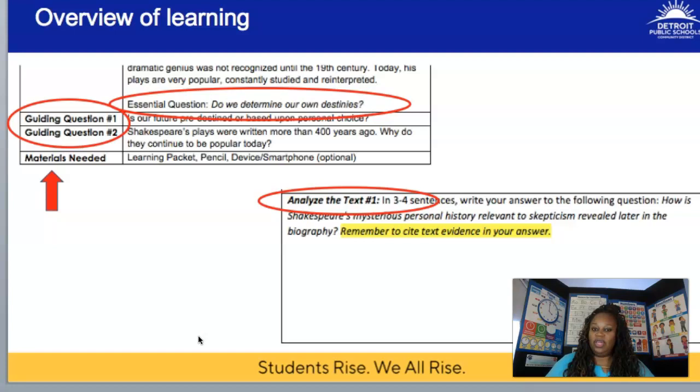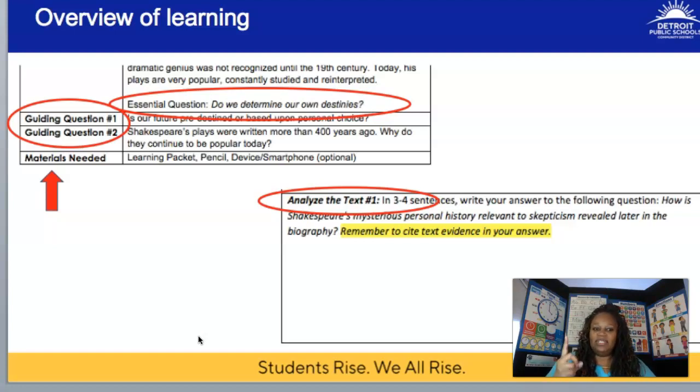For day 3, always start by reviewing the essential question: Do we determine our own destinies? And also review the guiding questions that help you along with the learning. Is our future predestined or based upon personal choice? And though Shakespeare's plays were written over 400 years ago, why do they continue to be so popular today?